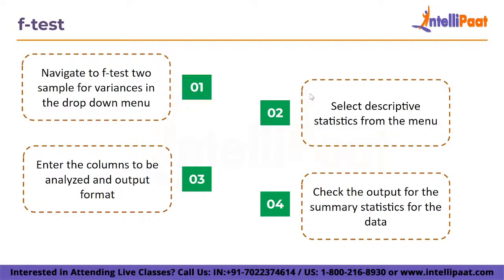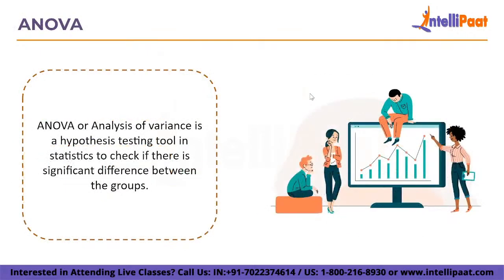Now we have these steps that we can follow. We'll basically have to navigate to F2 test sample for variances in the drop down menu for Excel Miner. Then we basically select the descriptive statistics from the menu, enter the columns to be analyzed, and output the format, check the output statistics, and we will be done.